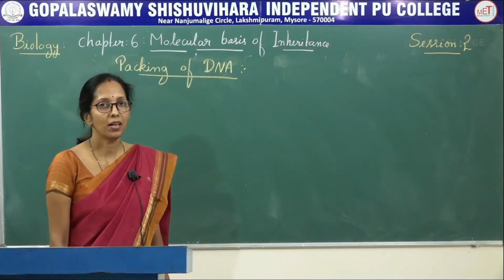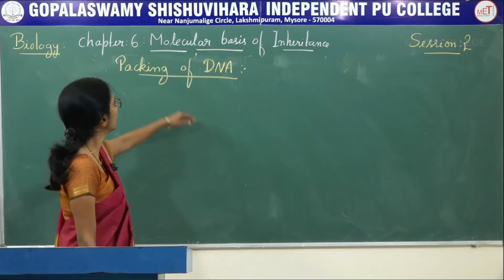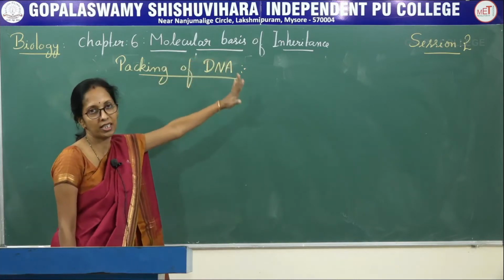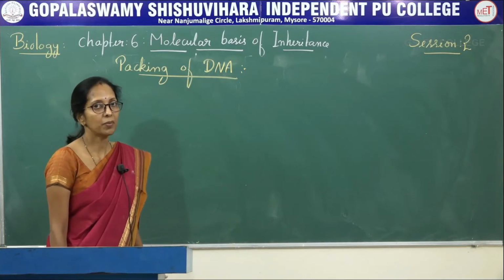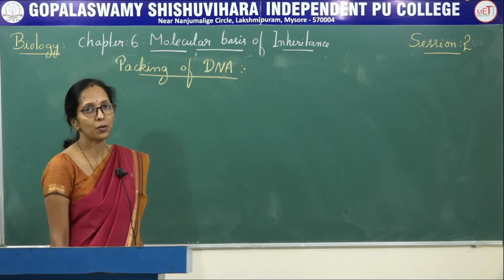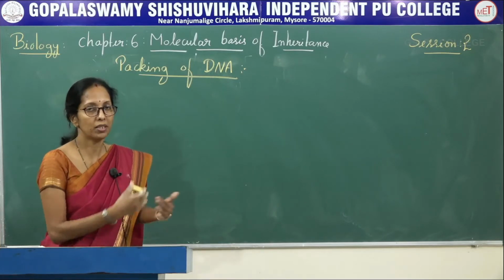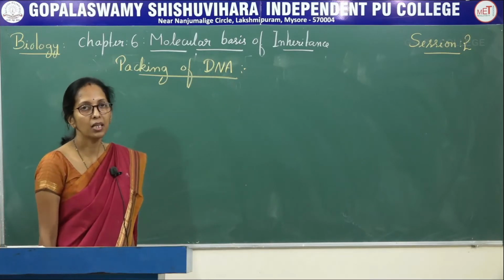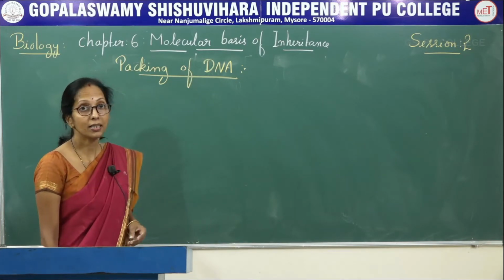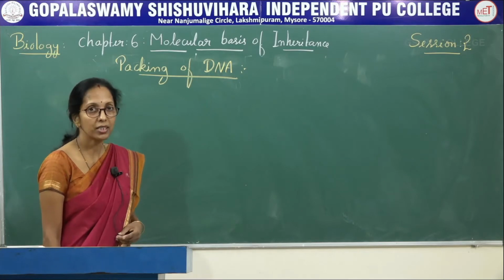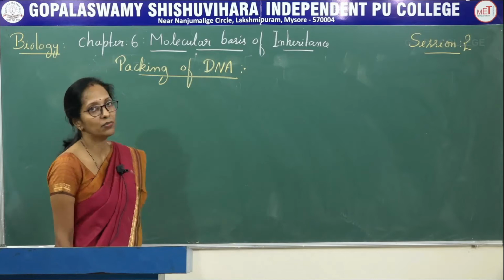Good morning. Welcome to the second session of the same chapter, that is molecular basis of inheritance. In the previous session we studied DNA, what is meant by DNA, and the DNA is composed of three components and how these three components are arranged to form an elongated chain that is said to be polynucleotide chain. And then we studied Watson and Crick model and the function of the DNA and central dogma. Now coming to the next is the packing of DNA.